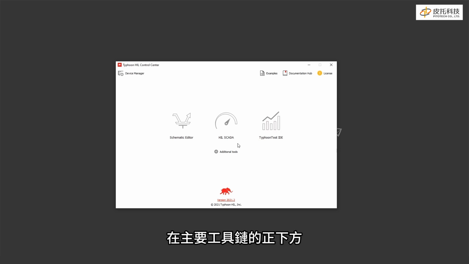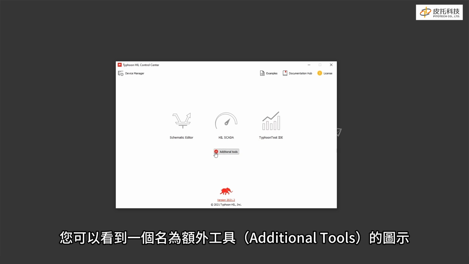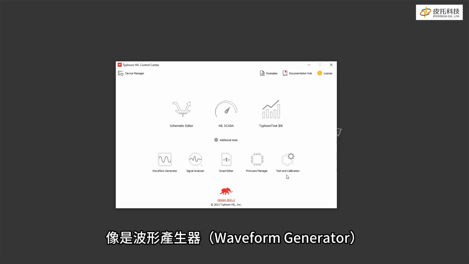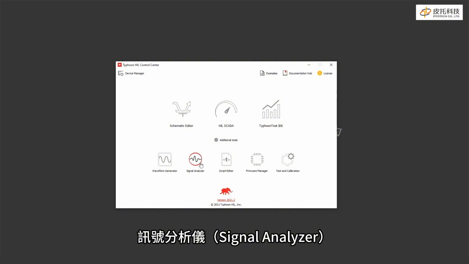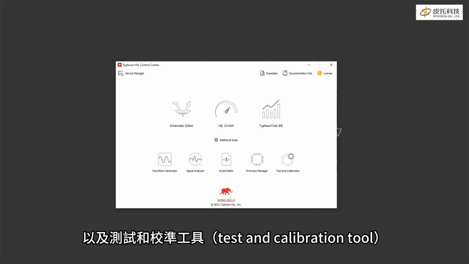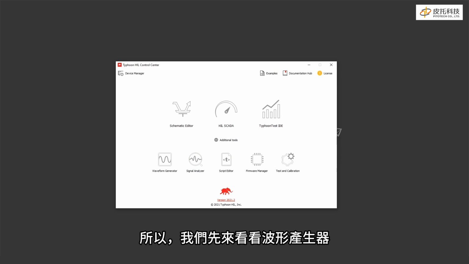Right below the main tool chain, you can see the plus icon called Additional Tools. Simply by clicking it, you will get access to tools such as the Waveform Generator, Signal Analyzer, Script Editor, Firmware Manager, as well as the Test and Calibration tool. So, let's first check the Waveform Generator.